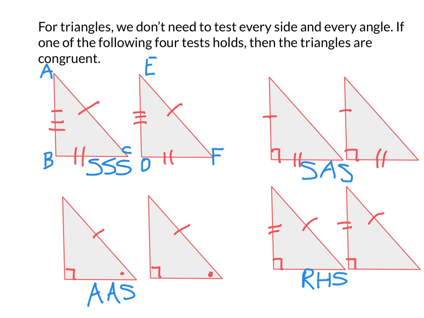The first test here is SSS. Here we have 1, 2, 3 pairs of equal corresponding sides. The SSS test says that means these two triangles must be congruent. I don't need to check their angles. I know these two angles must be equal, these two will be equal, and these two must be equal. So if you have two triangles with 3 pairs of equal corresponding sides, they are congruent.